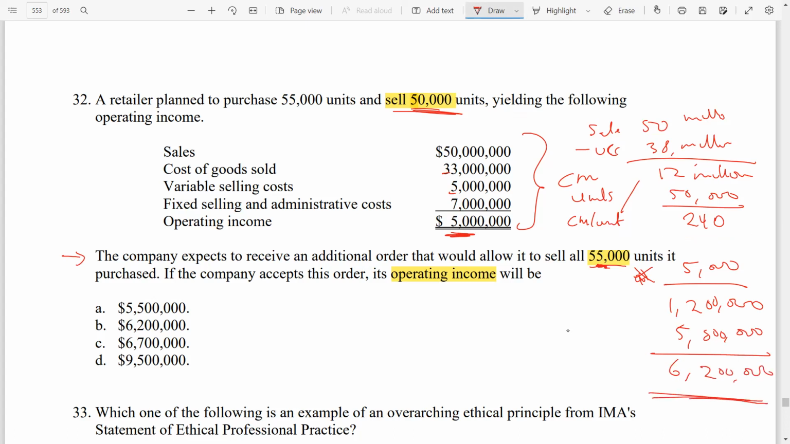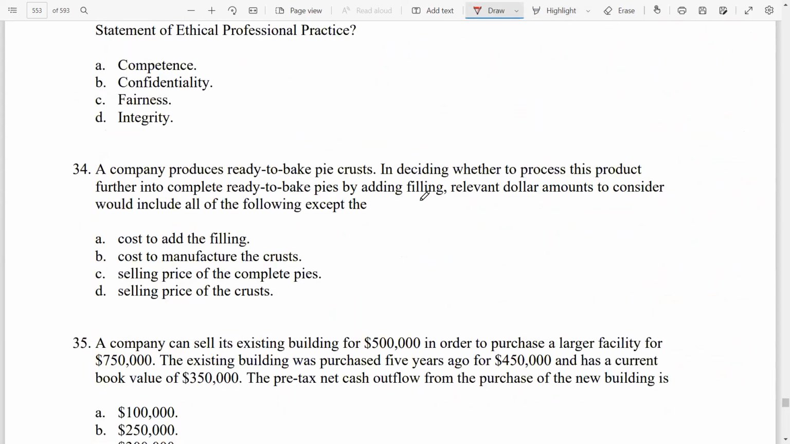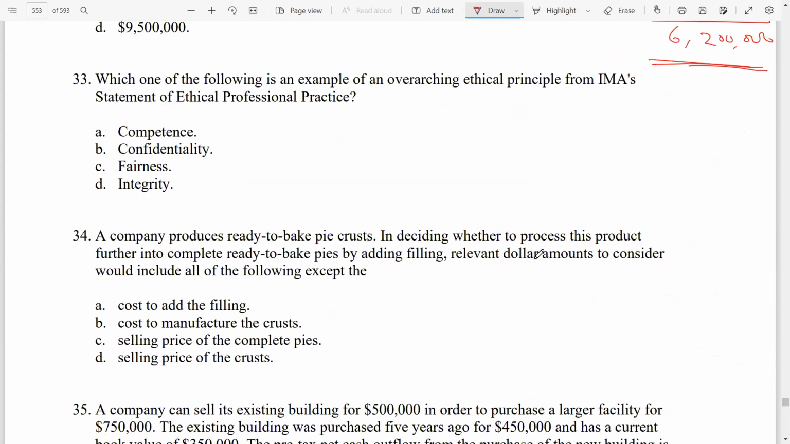So if we sell the additional 5,000, the additional 5,000 gives us a profit of 1,200,000, plus the 5 million we already have here, our total profit is going to be 6,200,000. So the correct answer for question number 32 is B. So now let's move on to question number 33.